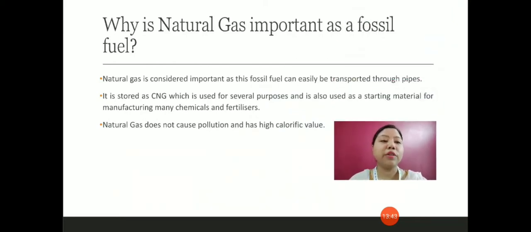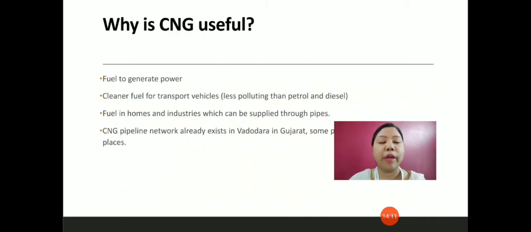Now, why is natural gas important as a fossil fuel? Natural gas is considered important as a fossil fuel because it can be easily transported through pipes. It is stored as CNG, which is used for several purposes and also used as a starting material for manufacturing many chemicals and fertilizers. Natural gas does not cause pollution and has a very high calorific value. That means it produces lots of energy.